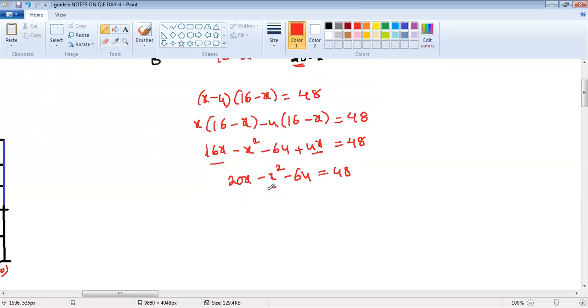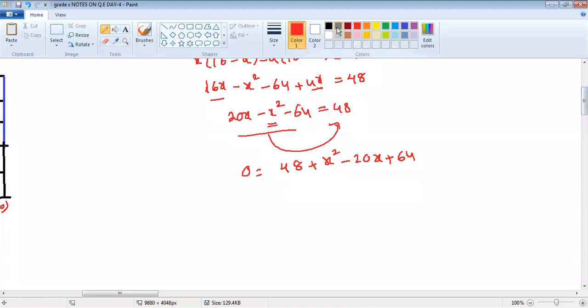Here we have minus x squared. Better you carry all the terms to the other side. So when you carry them to this side, it will be 0 equals x squared minus 20x plus 64 plus 48. Then what equation will you get now? x squared minus 20x plus 112. Am I right, ma'am?